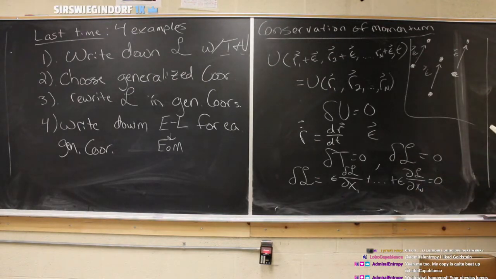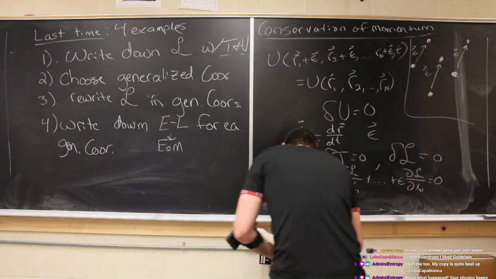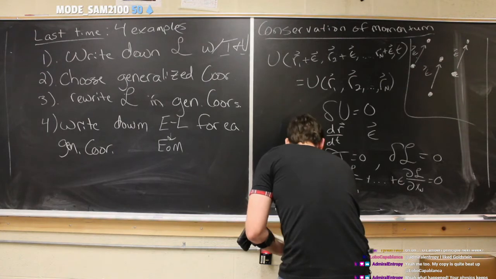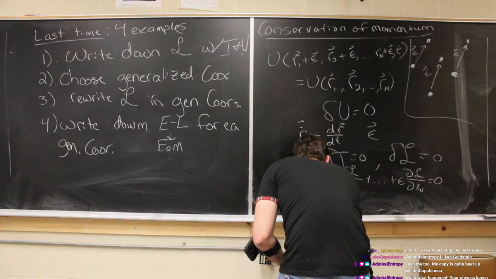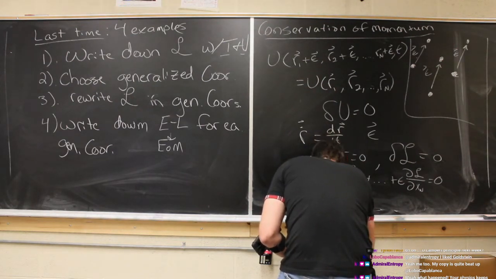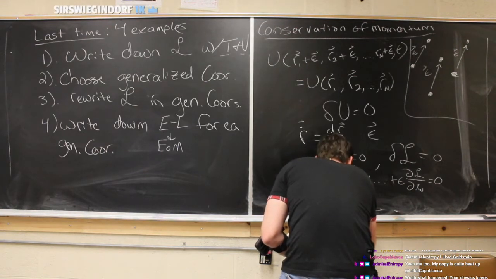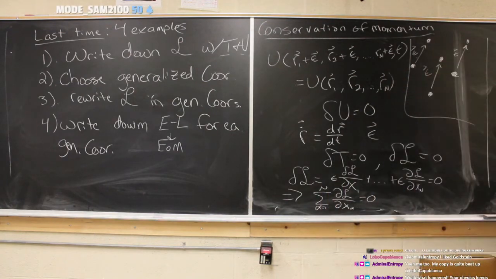So then, is there anything we can say about the total thing? Well, we can write it as a sum. This implies that the sum of all of these derivatives of the Lagrangian with respect to the generalized coordinates of each individual particle is 0.